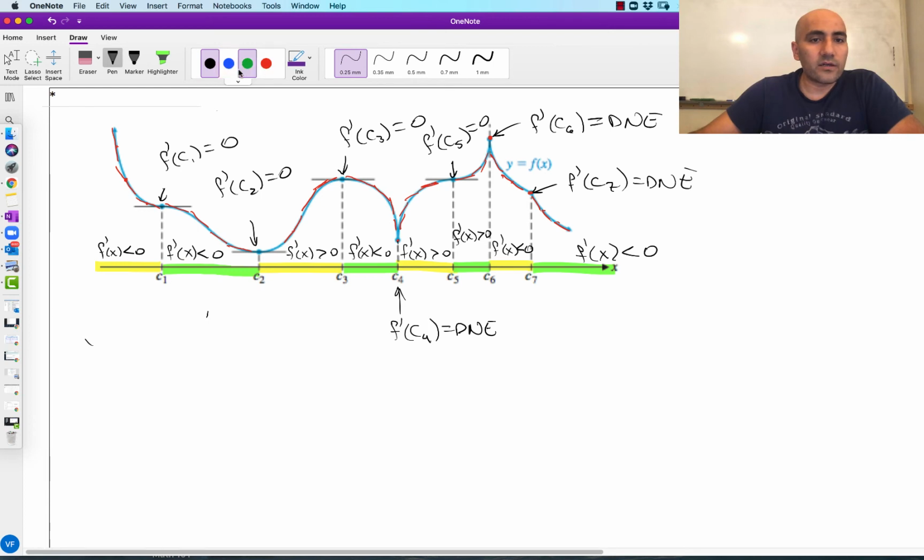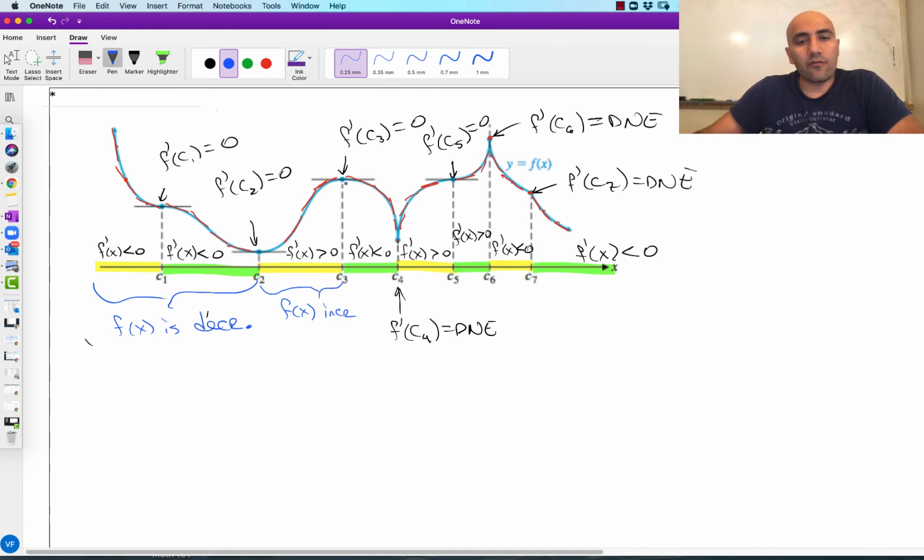we can conclude then that on this interval from here all the way out to here, the underlying function f of x is decreasing on this entire interval, and we throw in the value of c sub 1 because it's continuous at that point. Okay, and now from c sub 2 up to c sub 3, the derivative is positive, so the underlying function is increasing. f of x is increasing.